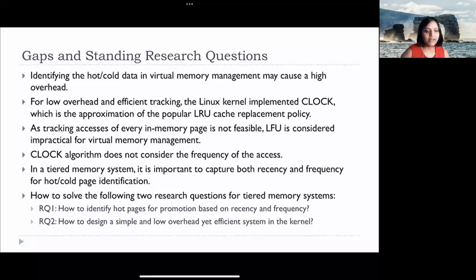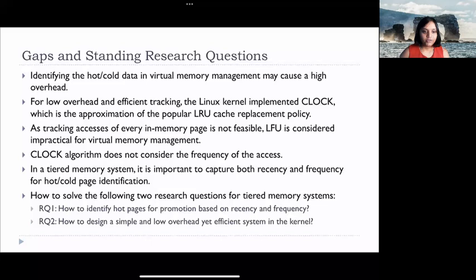Yes. As tracking access of every in-memory page is not feasible, LFU is considered impractical for virtual memory management. Clock is an approximation of LRU. If we have any approximation of LFU, then that may be a good technique to use over here as well, right? Think of it, you can search for it yourself.